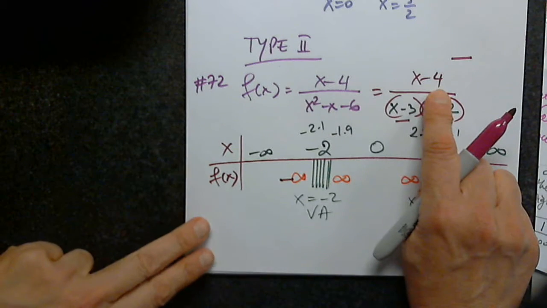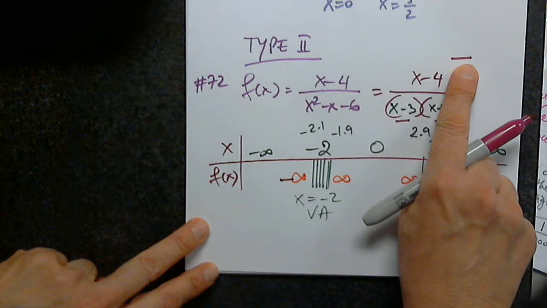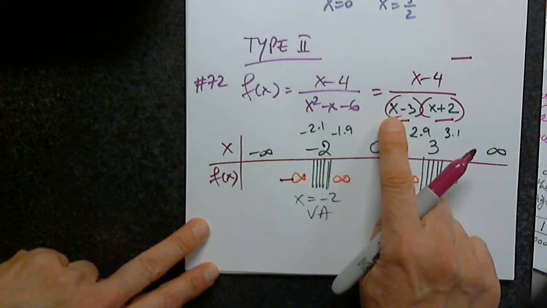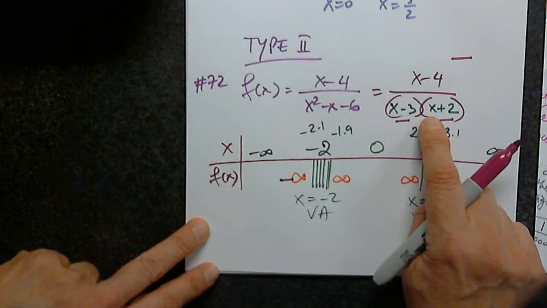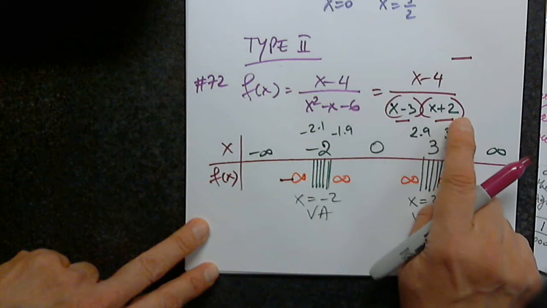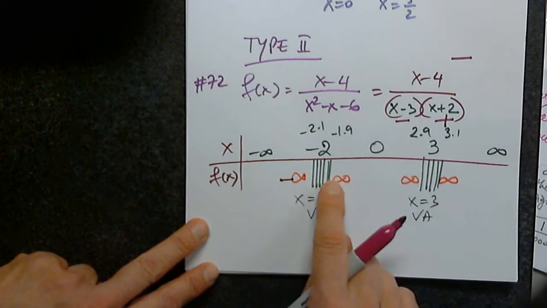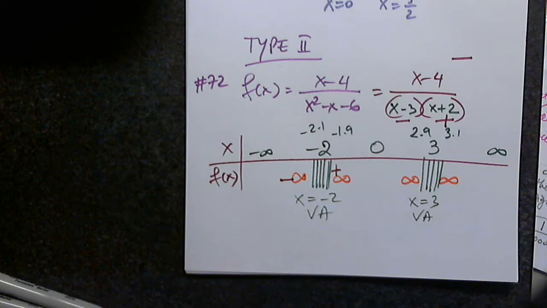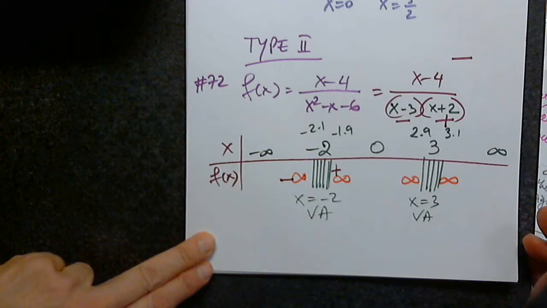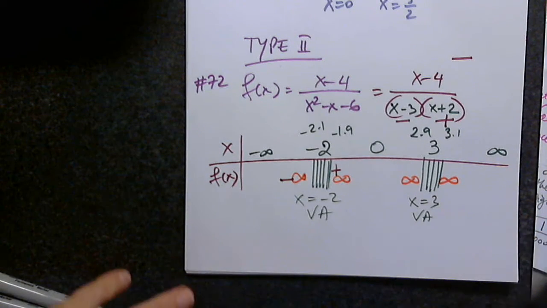-1.9 minus 4. Negative, right? -1.9 minus 3. Careful now, -1.9 plus 2. So the sign with 2 negatives will be positive. Yes, always. 3 negatives will always give us negative. An odd number of negatives.